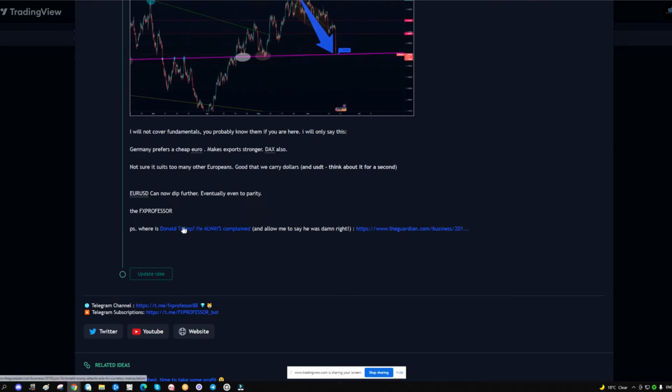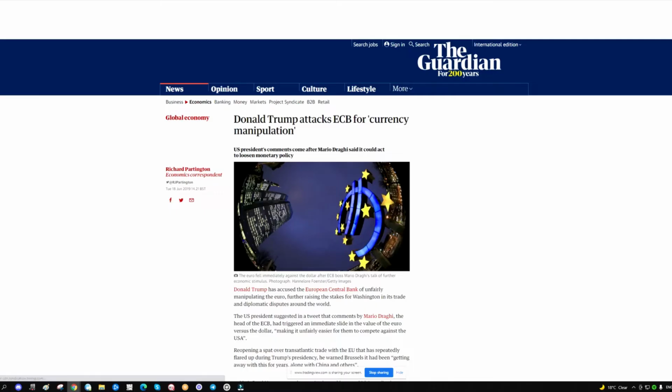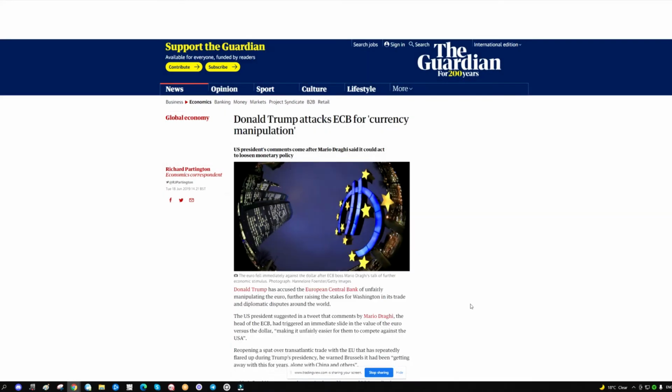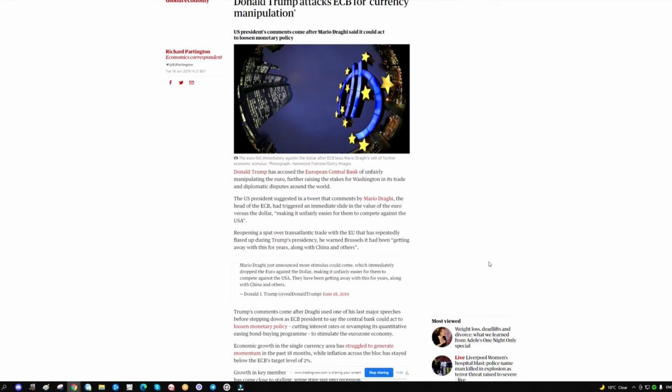I took it a step further. I'm asking where's Donald Trump, because he always complained, and I want to explain this part because Donald Trump was indeed complaining the whole time that the Chinese, the Europeans, everyone is unfairly manipulating their currency. They want to have a cheaper currency against the dollar because that can boost their exports.